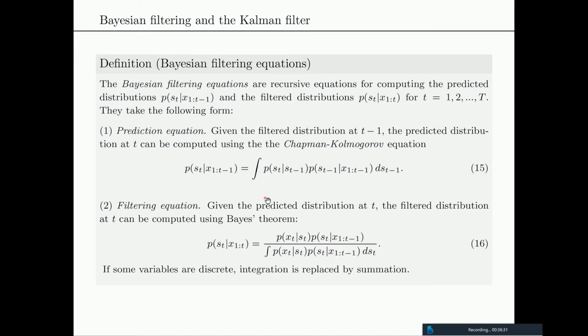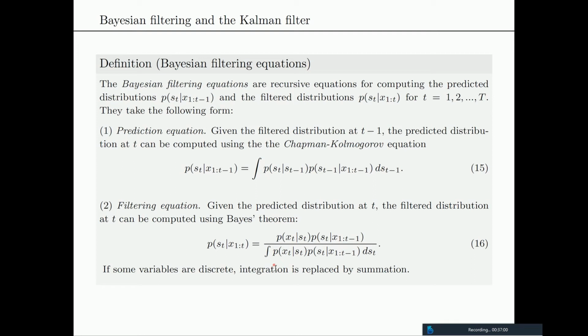So again, the logic is: you need the filter distribution at t-1. From this filter distribution, you can create the predicted distribution at time point t, and from this you can compute the new filter distribution by applying Bayes' theorem. So these are the Bayesian filtering equations in terms of probabilities.